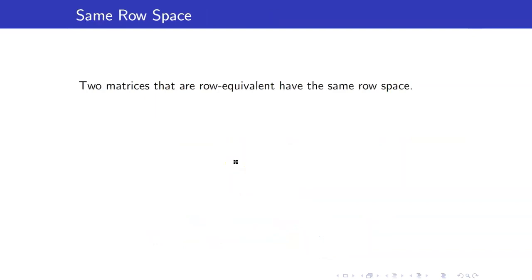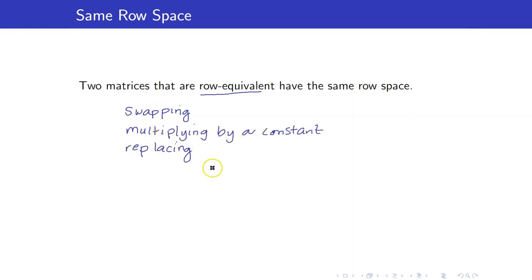Now here's a theorem that is very useful for us. Two matrices that are row equivalent have the same row space. Why is this true? Recall that row equivalent means that we can get one matrix from the other by performing row operations. However, if we look at our row operations of swapping, multiplying by a constant, and replacing, when we perform these row operations on a matrix, the resulting matrix will be a matrix whose rows are just linear combinations of the original rows.